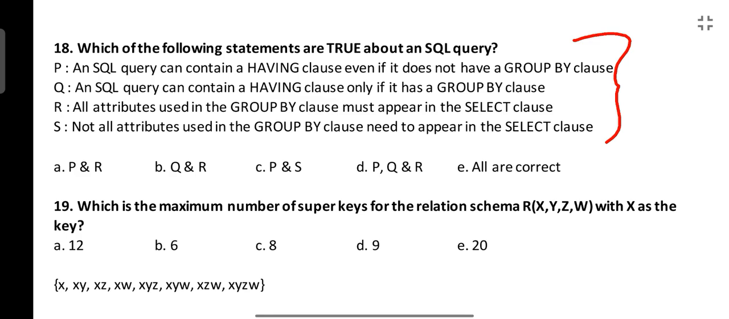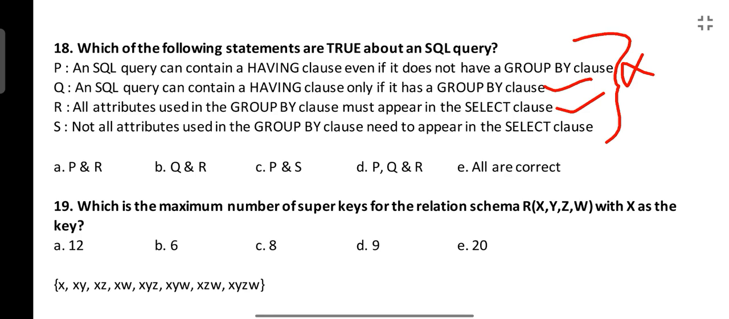First, it says an SQL query can contain a having clause even if it does not have a group by clause. No, this is not correct. Whenever we have group by, at that time only we use having. Second is, an SQL query can contain a having clause only if it has a group by clause. This is absolutely true. Third is, all attributes used in the group by clause must appear in the select clause. Very true. Group by means we are grouping based on some column name or attribute, so we need to select that column, then only we can group by.